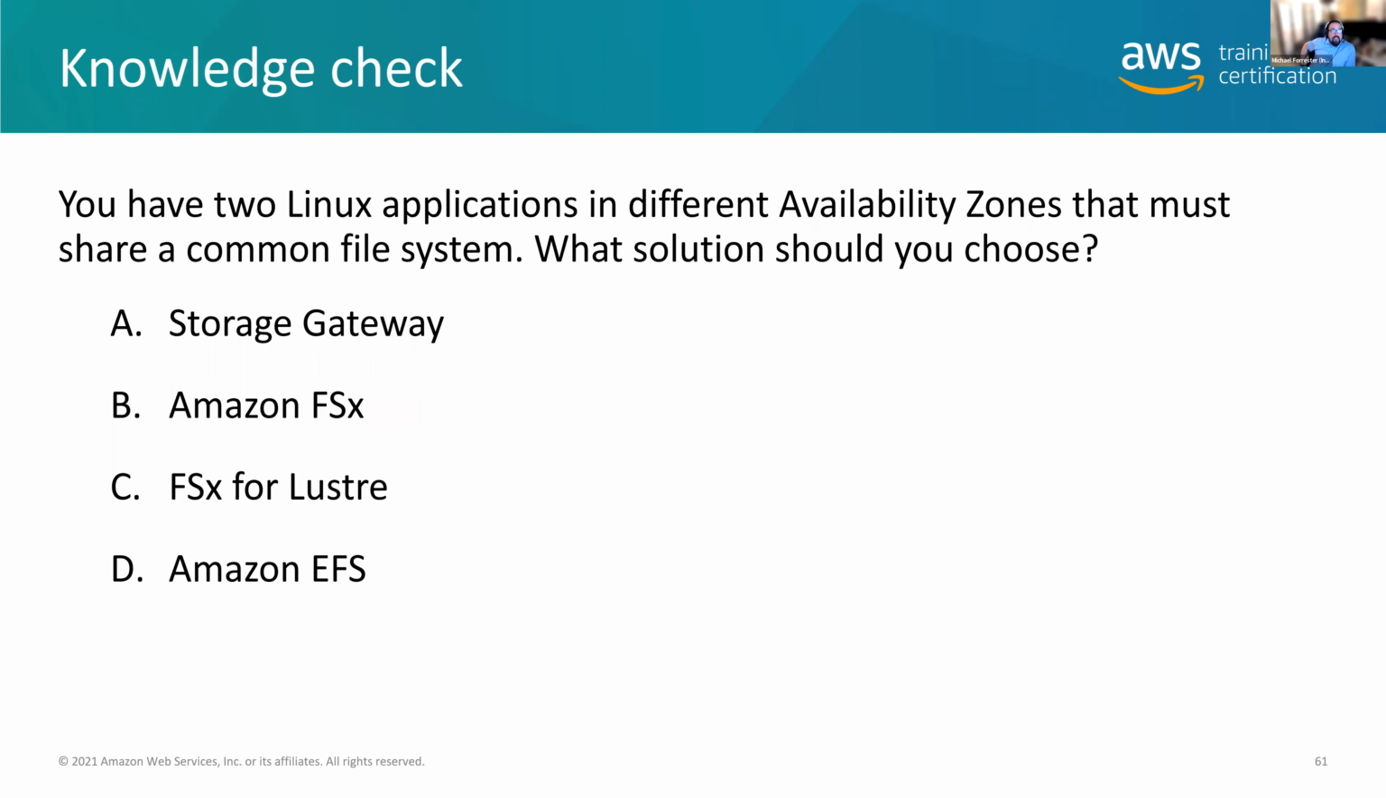We've got two Linux applications in different availability zones that have to share a common file system. What solution do you have to use for Linux for them to go across availability zones to share a common file system? Now, if that said Windows and different AZs with a common file system, then the answer would be FSx. But otherwise, D is definitely the right answer, right? EFS.